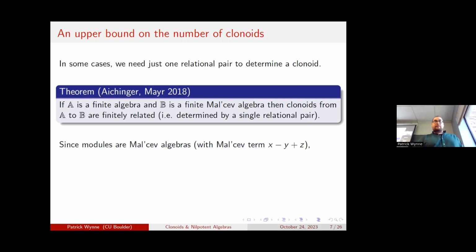Okay, of course, modules have a Malcev term given by x minus y plus z. Maybe for the non-experts in the field, a Malcev term is a ternary term such that if the first two inputs agree, it outputs the third input, and if the second two inputs agree, it outputs the first input. So if x and y are the same, then we get z. If y and z are the same, we get x.